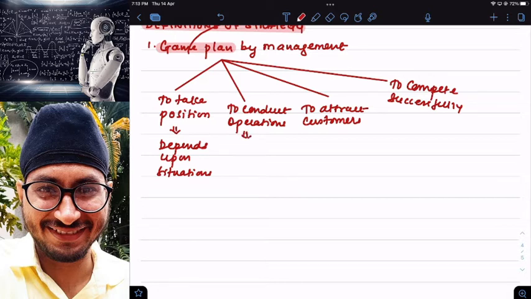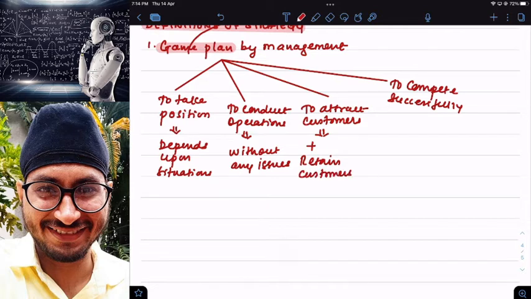To conduct operations means without any issues. Smooth functioning of business. I want to conduct the operations without any issues. No issues I want. Smoothly I want to conduct my operations. Then also I need to prepare a plan to attract customers. Not only attract, but also retain customers.